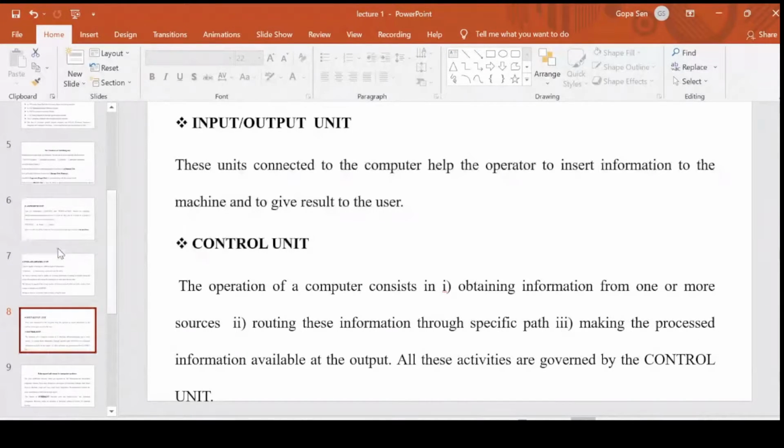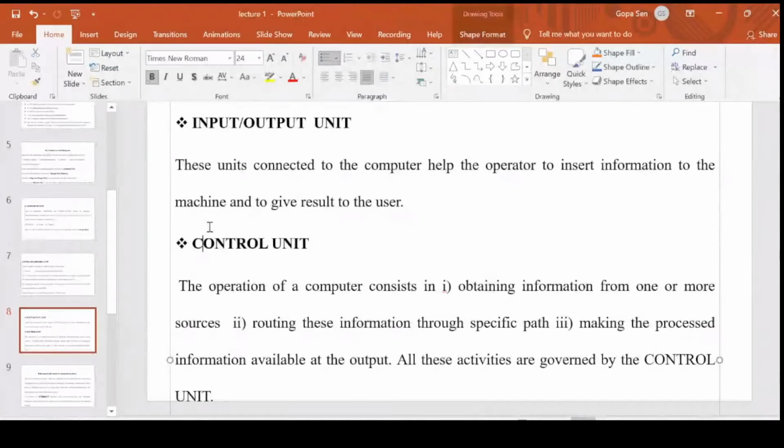Next one is the input-output unit. These units connected to the computer help the operator to insert information into the machine and to give results to the user. But they are known as peripherals because they are not directly connected to the machine. They are not directly controlled by the machine. They are connected to the machine externally. So they are known as peripheral devices. We will discuss it later on.